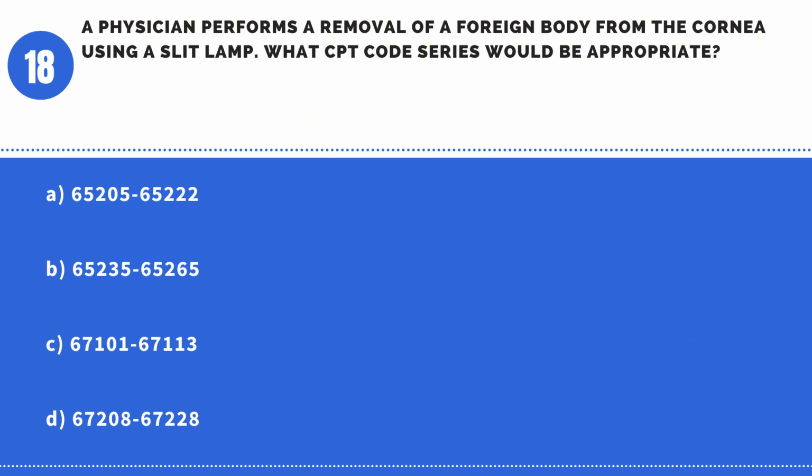Question 18. A physician performs a removal of a foreign body from the cornea using a slit lamp. What CPT code series would be appropriate? A. 65205 to 65222. B. 65235 to 65265. C. 67101 to 67113. D. 67208 to 67228.